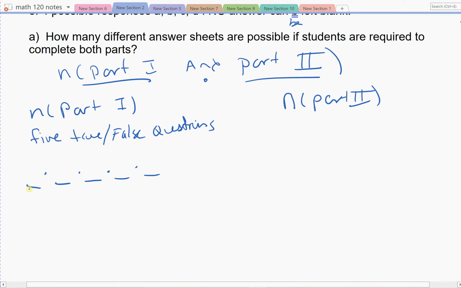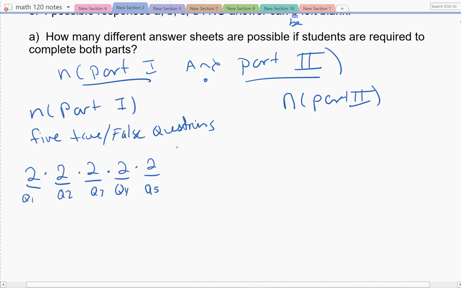So this would be question 1, question 2, question 3, question 4, question 5. Each one of those questions has 2 possible answer choices, right? True or false. For each one, it's kind of like flipping a coin. There are 2 options for every single one of those 5 questions.